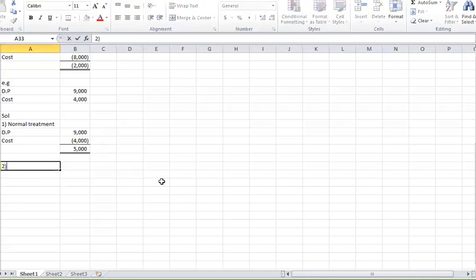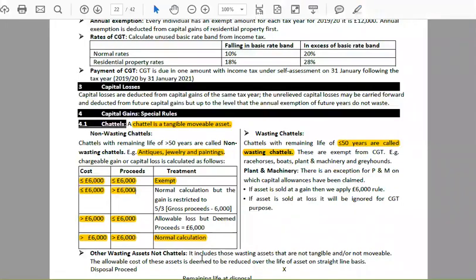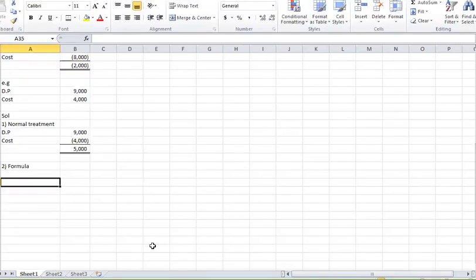And the second calculation will be with a formula. There is a specific formula. In the second situation, we will apply a formula and calculate gain or loss with the help of it. And what is that formula? The formula is 5 by 3 into disposal proceeds minus £6,000. So this is a fixed formula. So 5 divided by 3, bracket start, disposal proceeds, selling price, which is £9,000 in this situation, minus 6,000, bracket close.